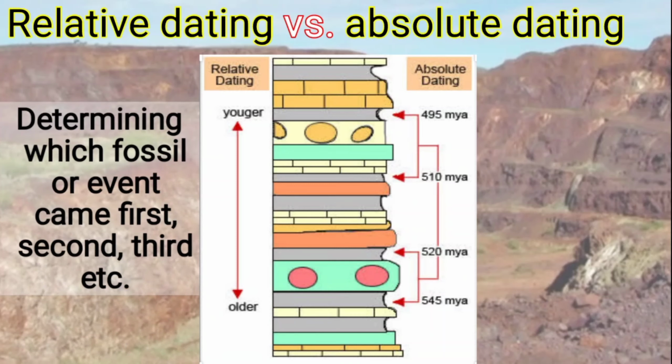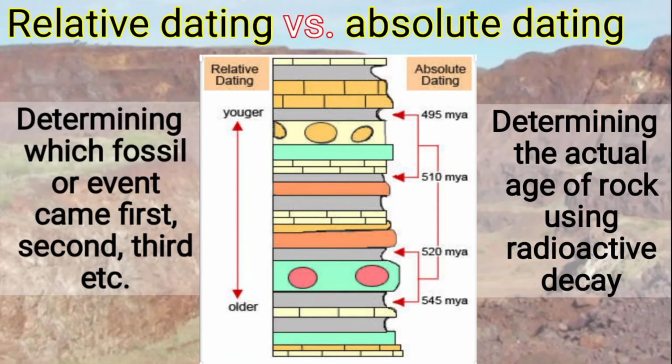To sum it up, we have relative dating, determining the fossil or event which came first, second, third, etc. While absolute dating is determining the actual age of rock using radioactive decay. Take note, relative dating answers the question, which is older? While absolute dating answers the question, how old is the rock? How old is the fossil?